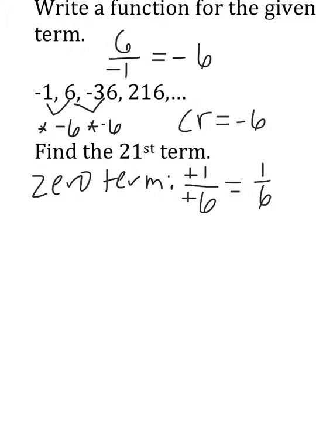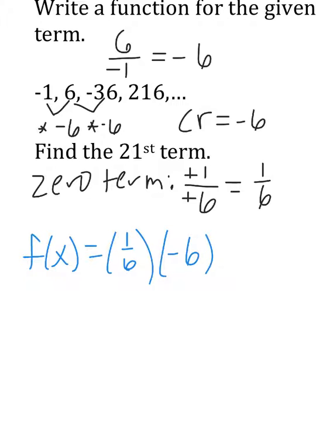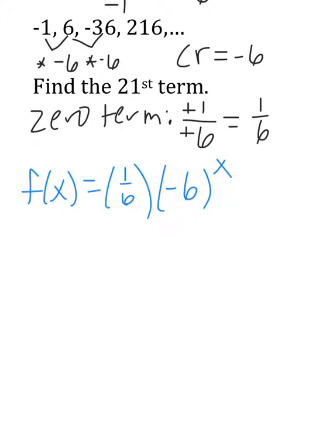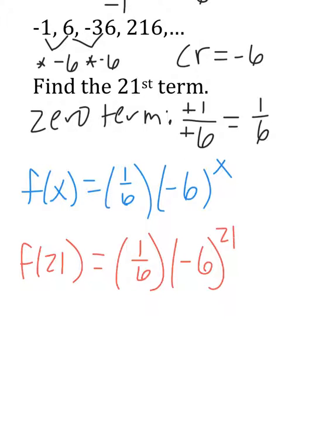So then when we're writing our function, we know it's going to be f of x is equal to our zero term, which is 1/6, times our common ratio, which is -6, make sure we keep that negative in there, to the power of x. In this case, only our -6, our common ratio, is being raised to that power of x. Now, if we're trying to find the 21st term, we'll do f of 21. That way, we know what term we're finding, is equal to 1/6 times our -6 to the 21st power. We substitute in 21 where we see an x.